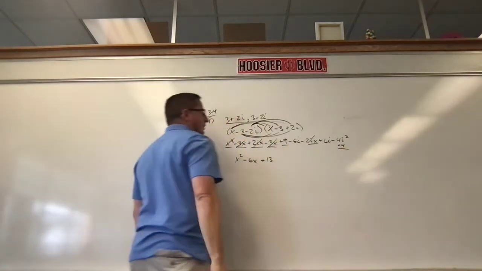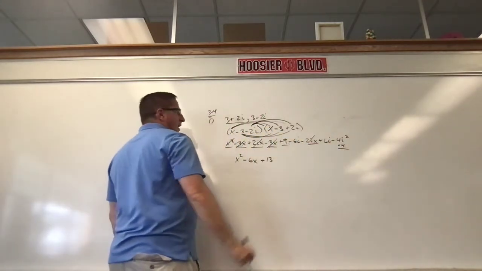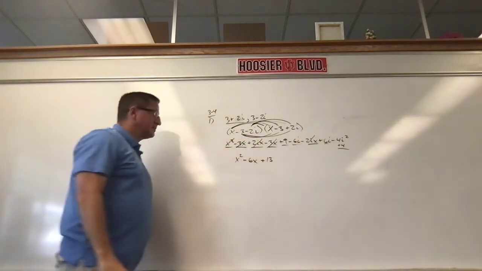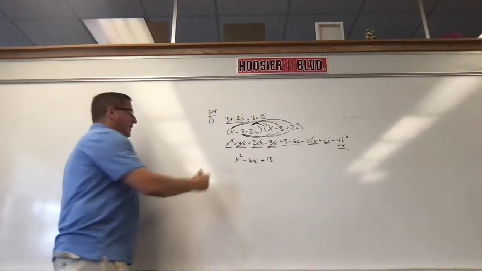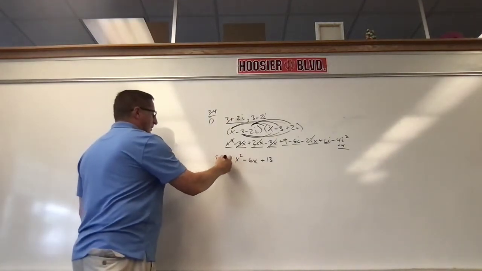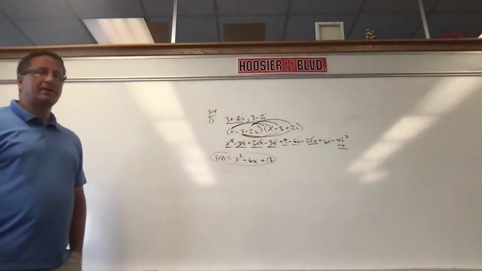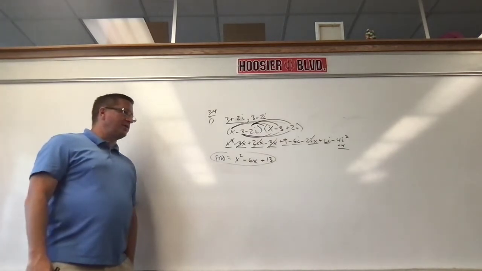9 and 4. i squared is negative 1. Negative 1 times negative 4 is positive 4. And I can put 6i and negative 6i together, and that's gone. And we're done, other than the f of x. Now, this problem's done. Don't do any more writing for it, okay? And we did more writing than what's necessary. We're going to do one more problem the long way, and then we'll see if you guys can find the shortcut.